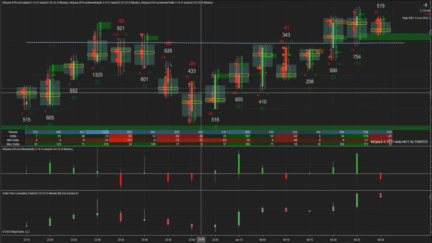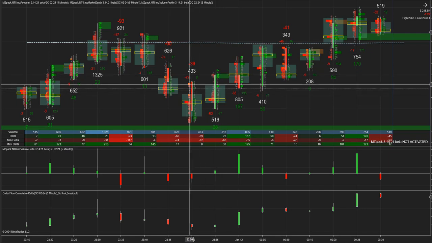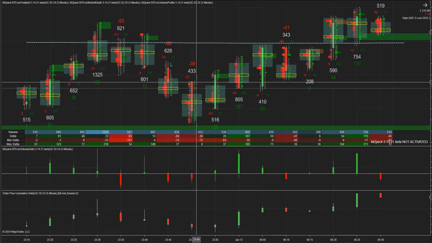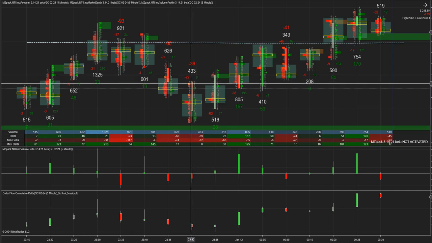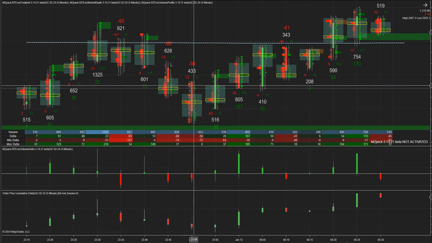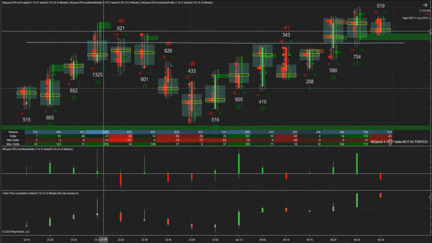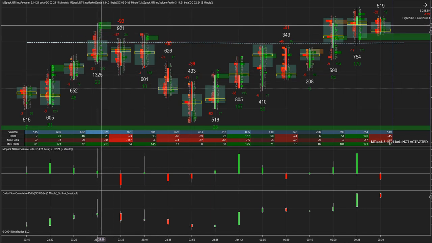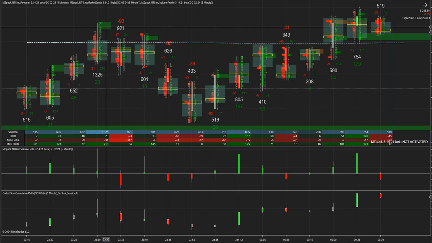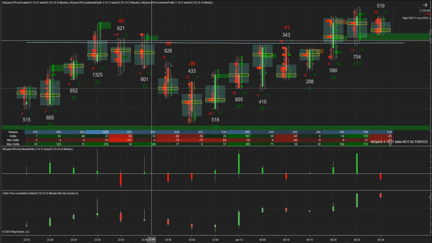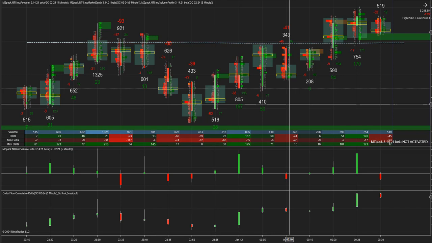Now the selling imbalance happens. Take a look at this one. 16 is 150% bigger than 4, and it is printed as a selling imbalance. Here we have multiple buying imbalances at the top of the candle, and multiple buying imbalances here as well. Now that we know what the imbalance is, there's another thing which is called a stacked imbalance.